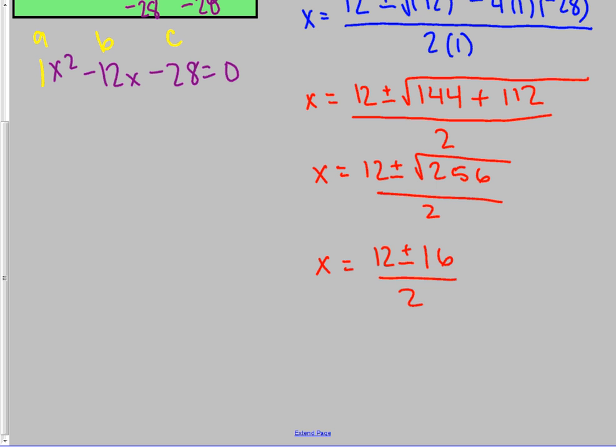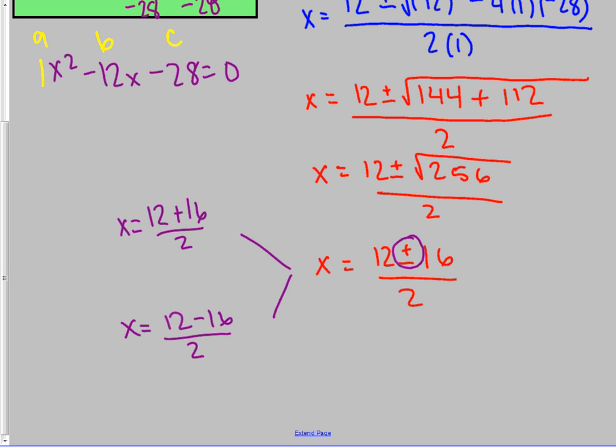This is where we have to split it into two parts. We're going to end up with two solutions. Just as we do in most other quadratic equations, we have to split this into the two different solutions. One of them is going to be added, one is going to be subtracted. So from this, I have two choices. I have x is equal to 12 plus 16 over 2, and x is equal to 12 minus 16 over 2.